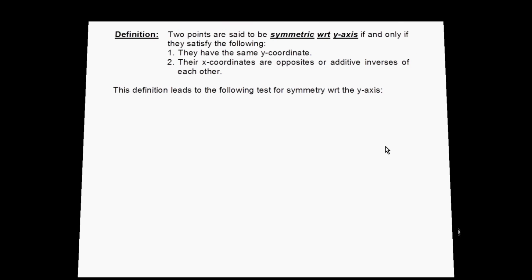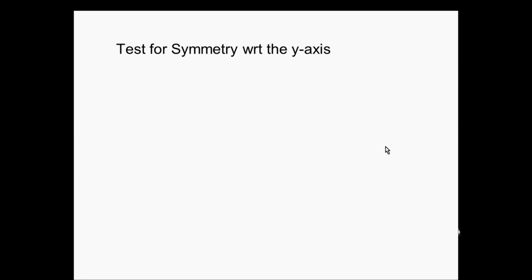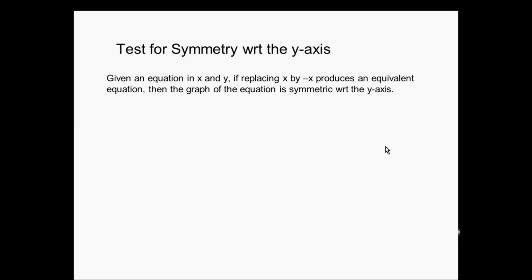So the test for symmetry with respect to the y-axis is: given an equation in x and y, if replacing x by minus x produces an equivalent equation, then the graph of the equation is symmetric with respect to the y-axis. So again, you replace the other variable by its opposite. If you're testing for symmetry with respect to a particular axis, replace the other variable with its opposite and see what happens. If you get the same equation or an equivalent equation, you have symmetry. If you don't get an equivalent equation, you don't have symmetry.